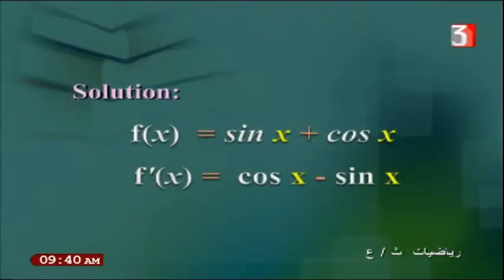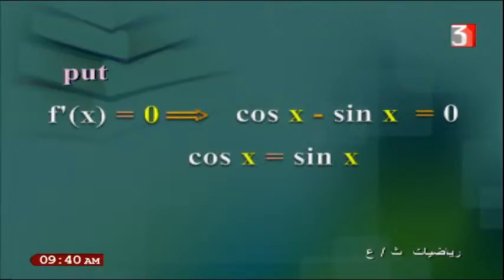First, we have f dash x equals the derivative of sine x, which is cosine x, and the derivative of cosine x is negative sine x. Then f dash x equals cosine x minus sine x. Now put f dash x equals 0. Then cosine x minus sine x equals 0.